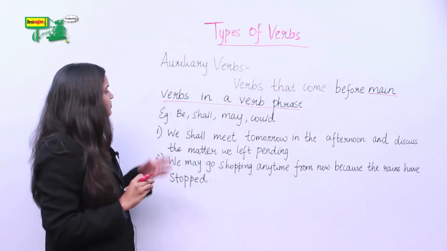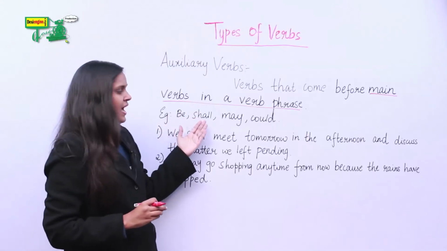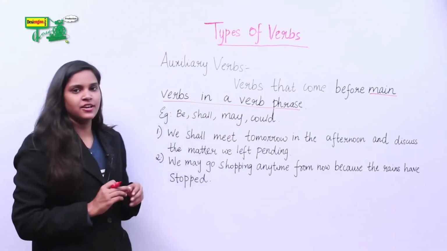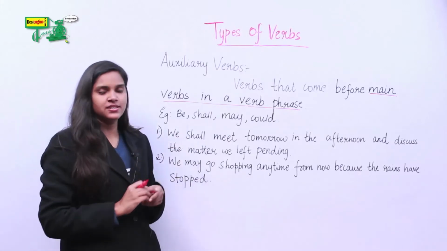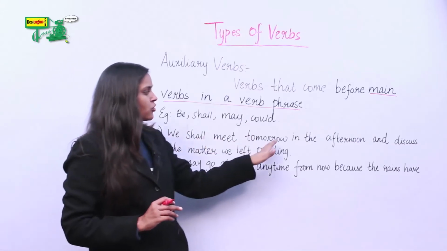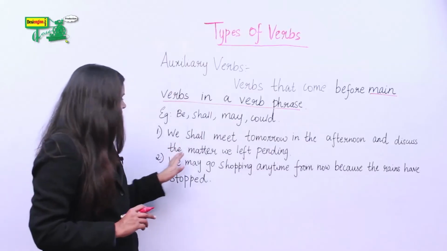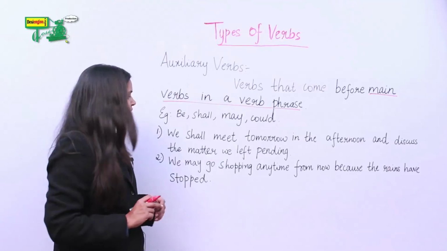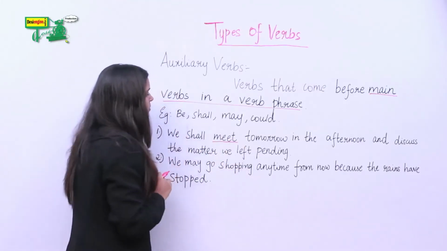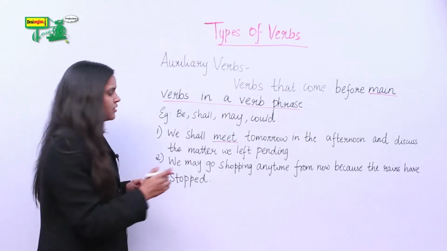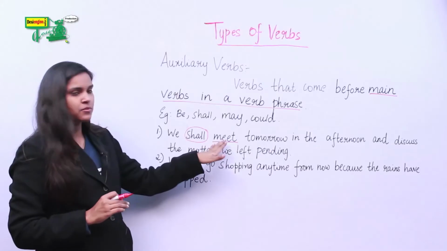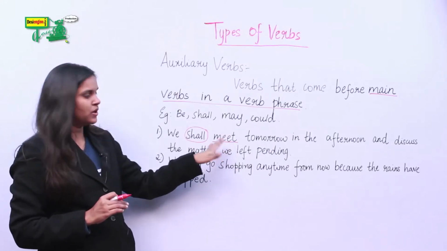For example, be, shall, may and could. Let's take a few sentences where we'll underline the auxiliary verbs. We shall meet tomorrow in the afternoon and discuss the matter we left pending. Here, meet is our main verb and shall becomes our auxiliary verb because it comes before the main verb.